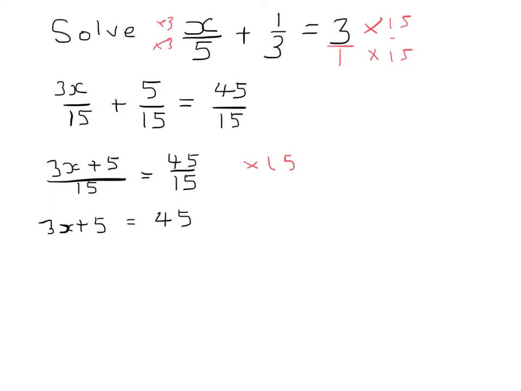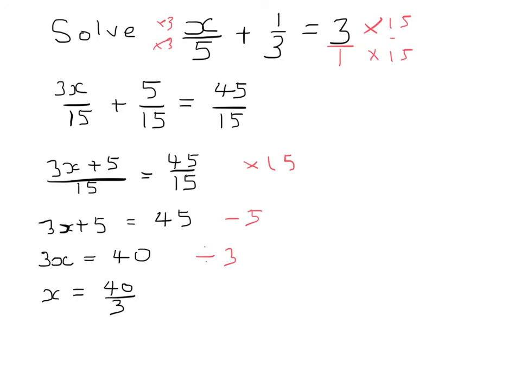We can now solve this linear equation in the normal way, having eliminated the fractions. So we can subtract 5 from both sides to give us 3x equals 40. Now we can divide both sides by 3 to give us x equals 40 over 3, or 40/3.